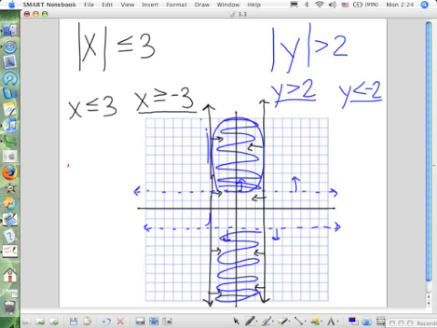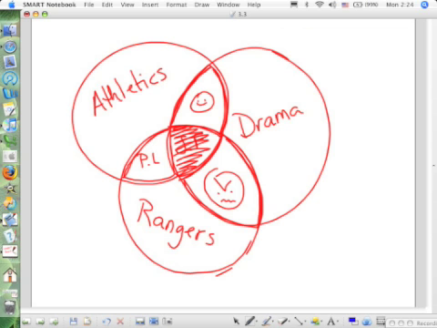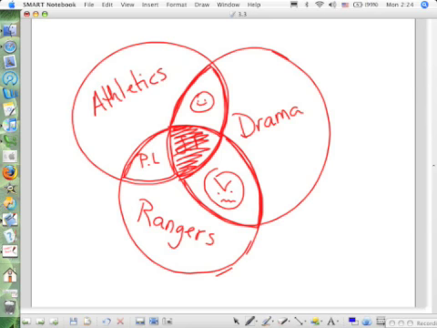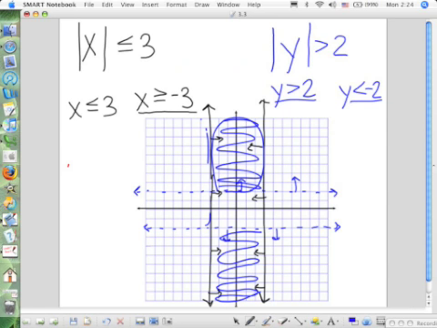Okay? But I don't want you to get confused between this. See, this is a V because there's a Y and an X involved. This is an absolute value equation or function. And when there's only an X or only a Y, that's 2 lines. Either 2 verticals or 2 horizontals with areas shaded, either out or in.